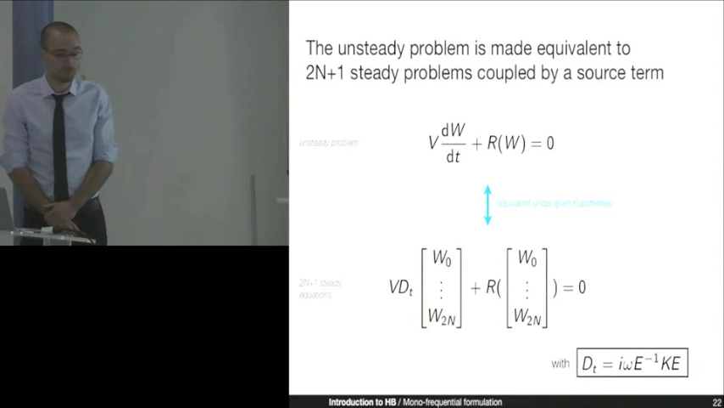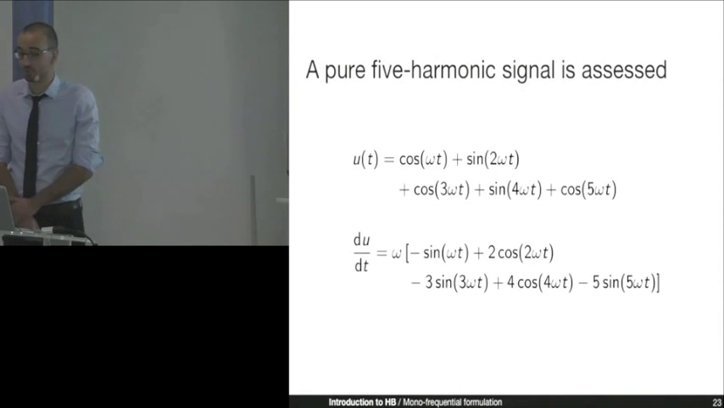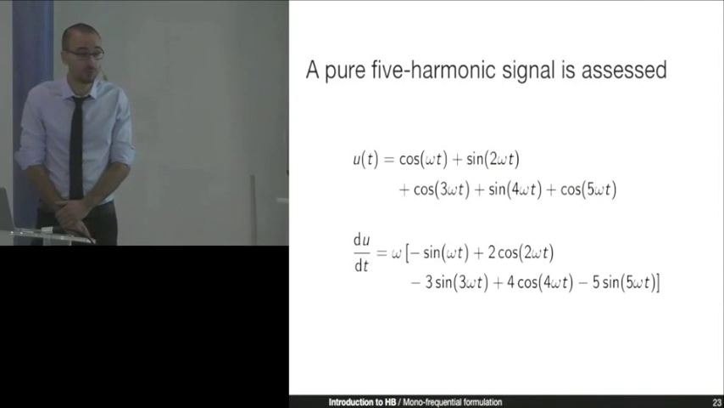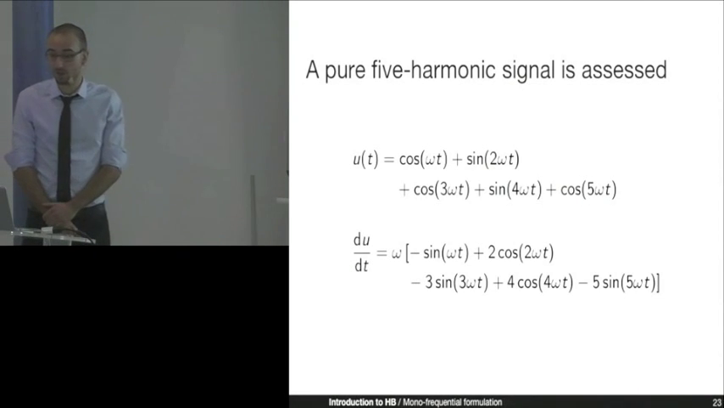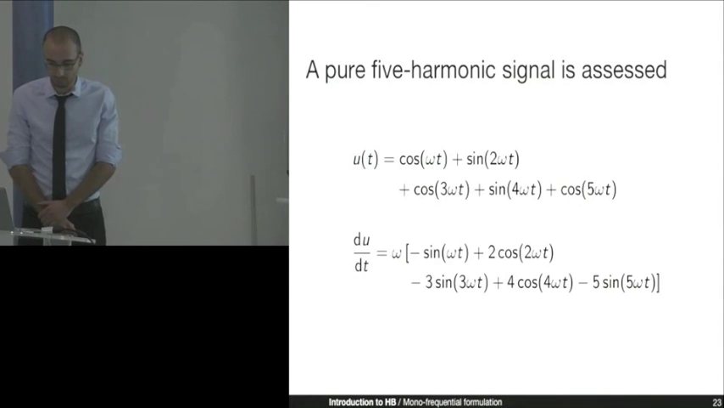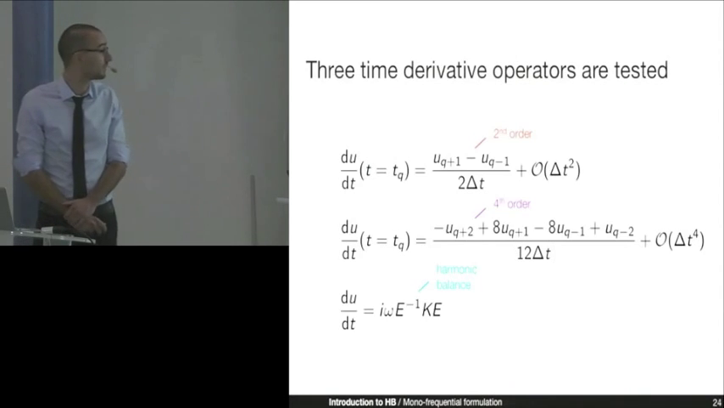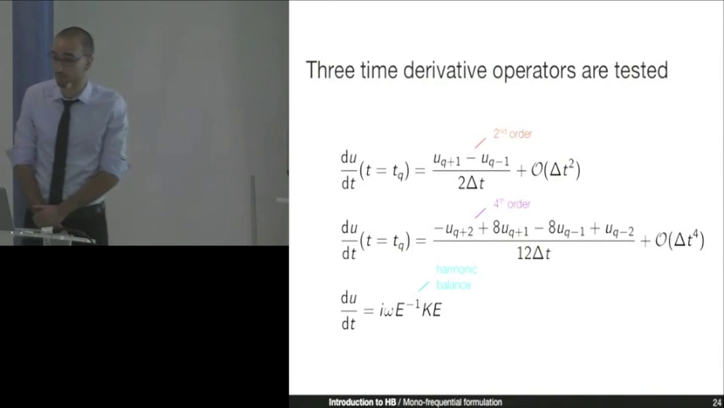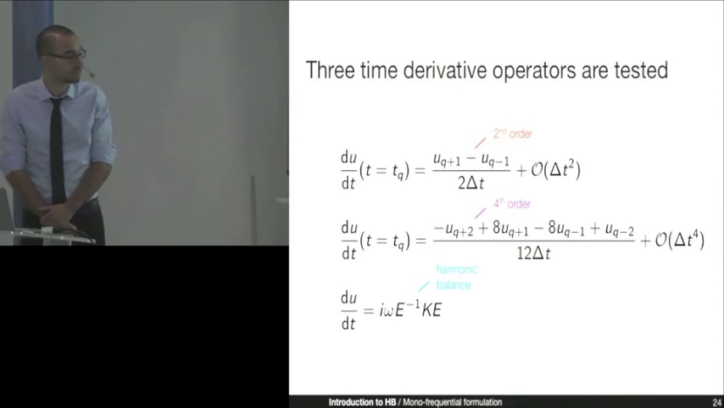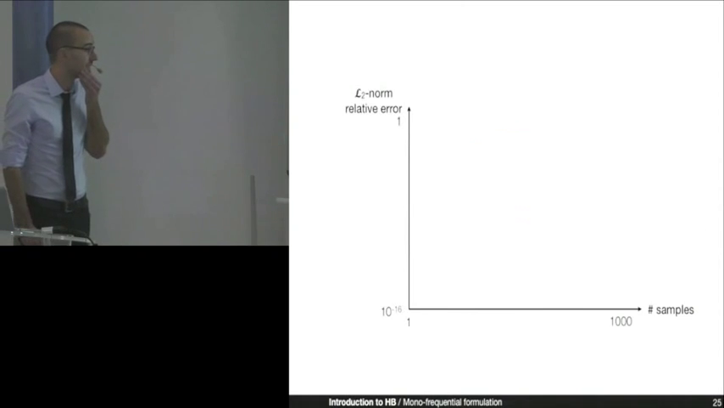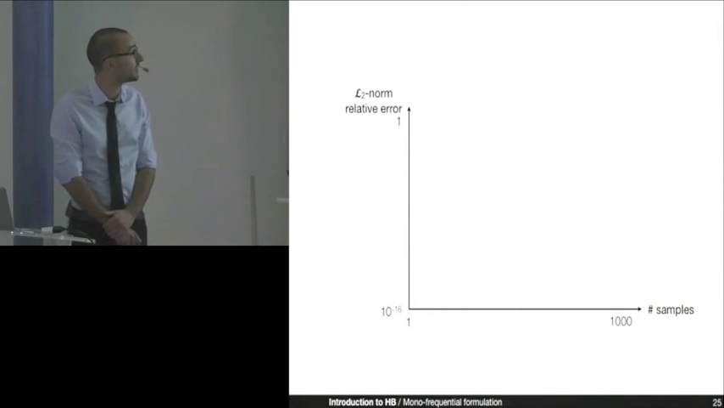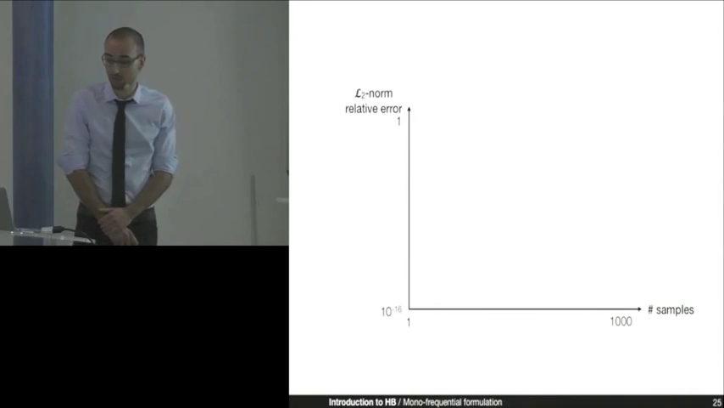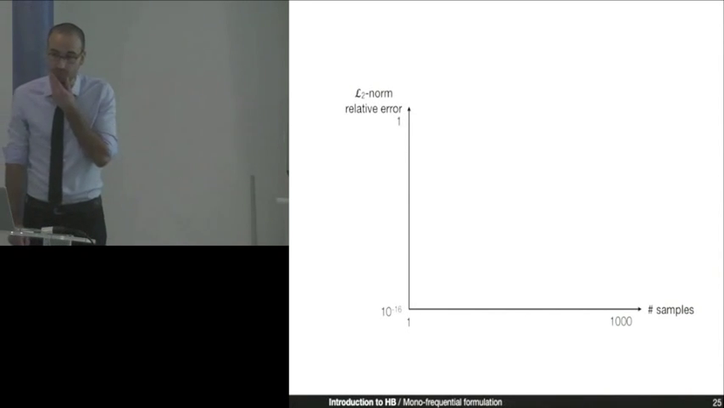To test the harmonic balance approach as presented here, we will use a pure 5-harmonic signal whose derivative is known. Then we will test 3 time derivatives. First, a second order centered finite difference derivative, then a fourth order finite difference time derivative, and finally the harmonic balance. We will show the results as a function of the number of samples and the relative error. And these are the results that we obtain.